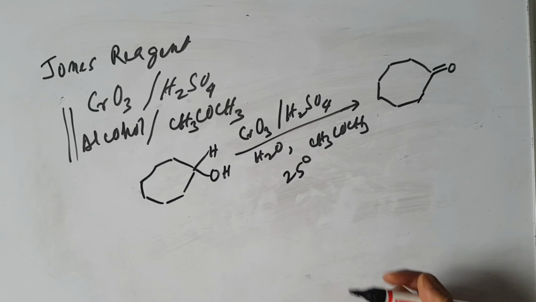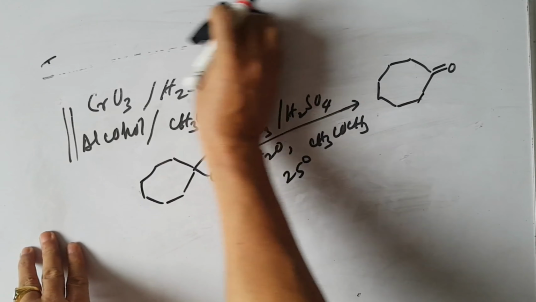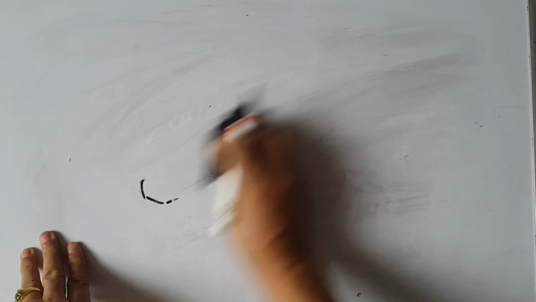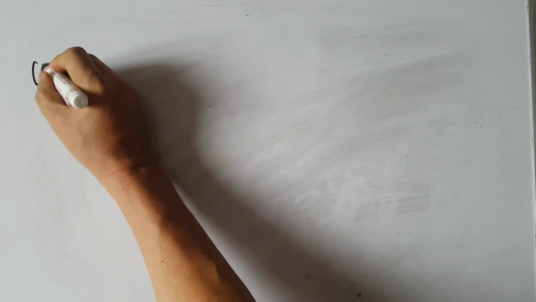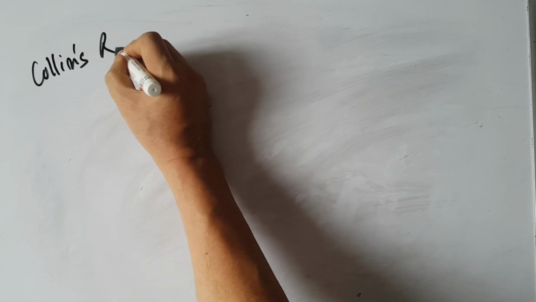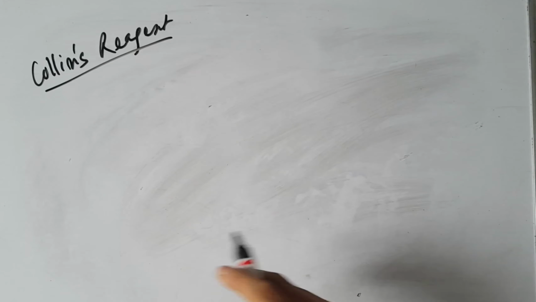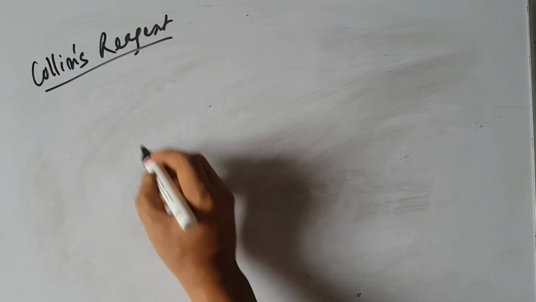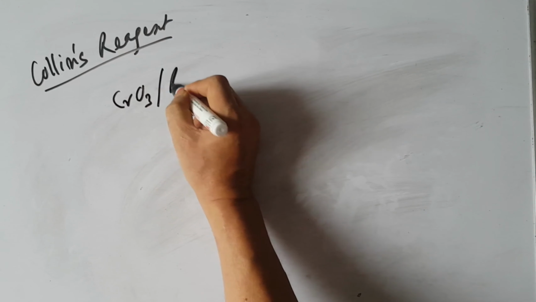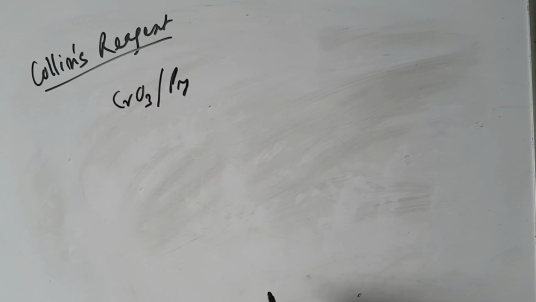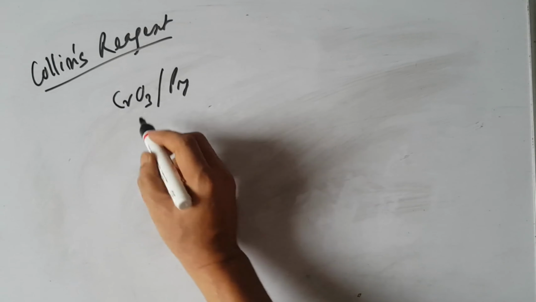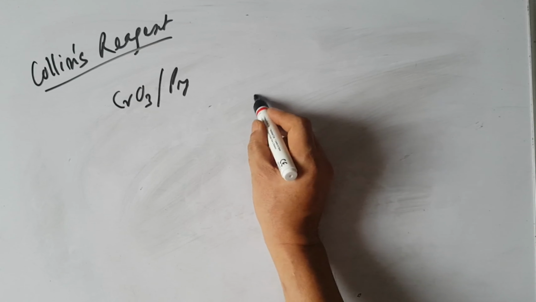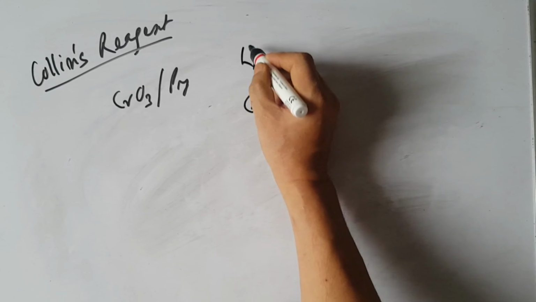Another reagent is called Collins reagent. You use Collins reagent in the presence of pyridine. Collins reagent is a very good reagent which is widely used for organic synthesis. Here you use chromium trioxide in pyridine. Nowadays PCC, pyridinium chlorochromate, is mostly used. Compared to this, the Collins reagent structure is chromium trioxide with two molecules of pyridine, with a structure like this.